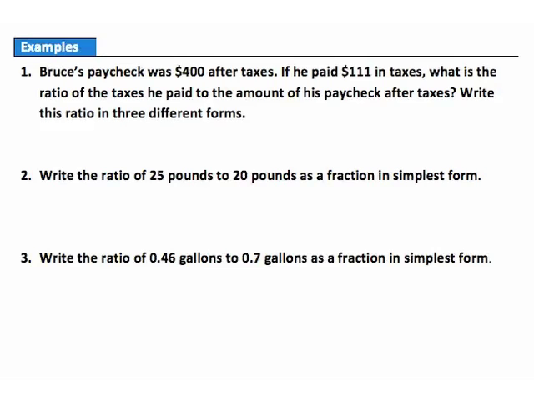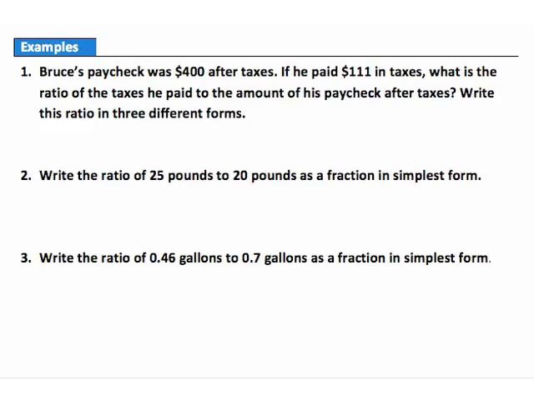Now let's take a look at some examples that will help you understand how to write the three forms of a ratio, and also how to write a ratio as a fraction in simplest form. Example 1. Bruce's paycheck was $400 after taxes. If he paid $111 in taxes, what is the ratio of the taxes he paid to the amount of his paycheck after taxes? Write this ratio in three different forms.